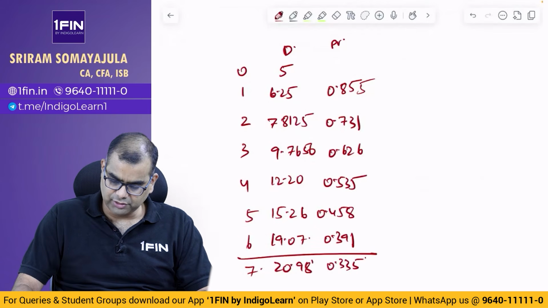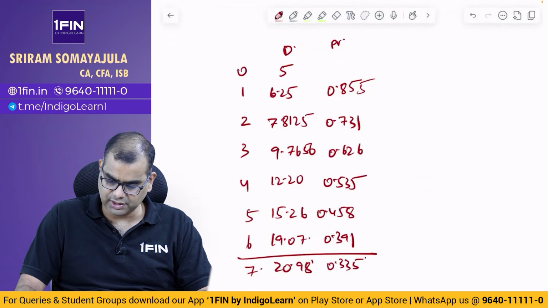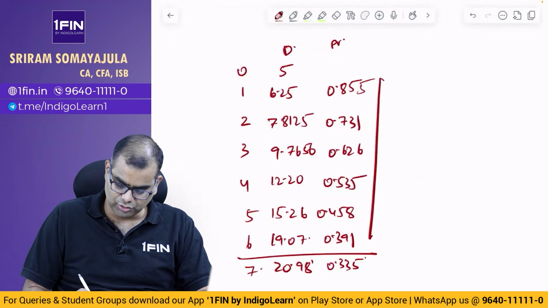Now 6.25 into 0.855 is equal to m plus, 7.8125 into 0.731 is equal to m plus, 9.7656 into 0.626 is equal to m plus, 12.2 into 0.535 is equal to m plus, 15.26 into 0.458 is equal to m plus, 19.07 into 0.391 is equal to m plus. Memory recall, all of this put together is 38.14.